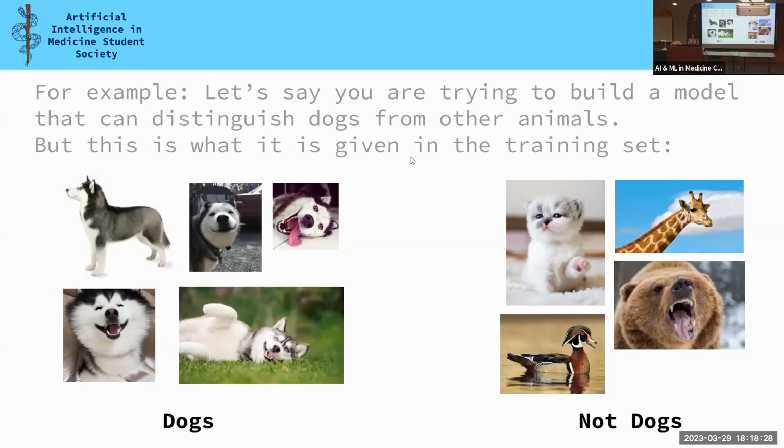And just to talk a little bit more about the diversity. Let's say we're trying to build a model and we want to distinguish dogs from other animals. That's all it's supposed to do. We're just saying yes, dog, or no, not dog. So if you gave that algorithm, let's say, 300 images of dogs that looked like this and 300 images of not dogs that looked like this.